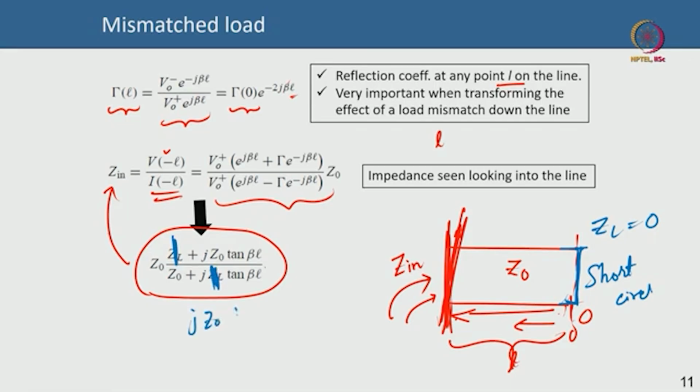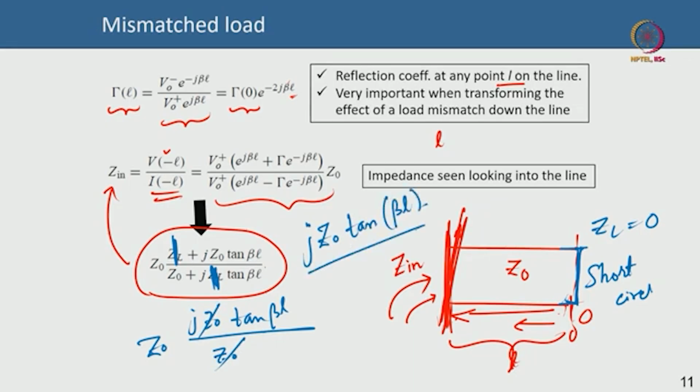What I have is jZ0 tan(βL) divided by Z0, and there is a Z0 here. Z0 goes. So I have j times Z0 into tan(βL). This is the input impedance of a transmission line which is ending at a short circuit.